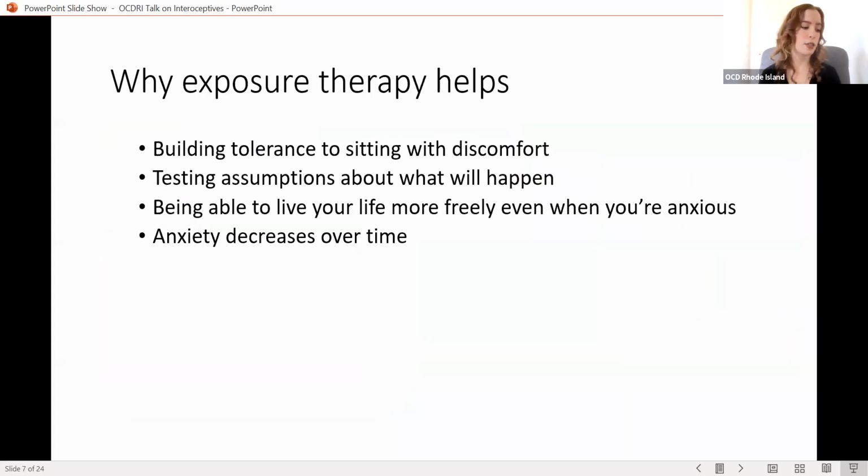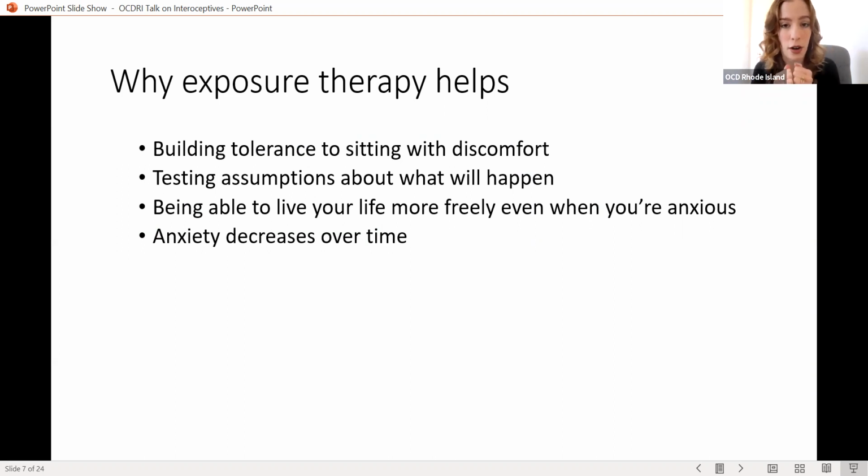So doing the opposite is what's needed, right? That's what exposure therapy is about, building up your tolerance to being with the discomfort so you can figure out what actually happens when you stay in the situation, test out your assumptions about that, so that you're able to be more free to live your life even when you're anxious, right?